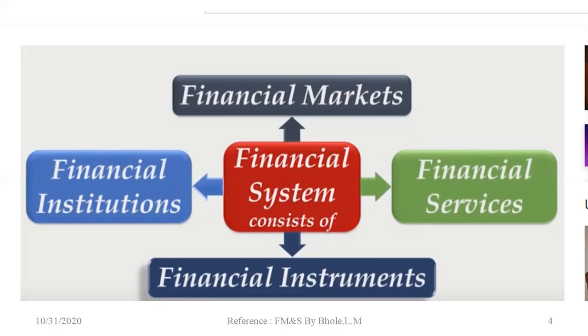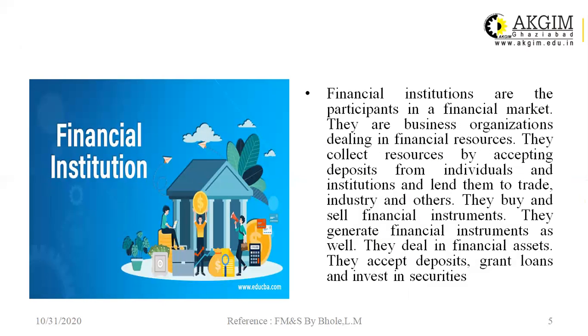Now, the next is the financial system. It consists of four components: financial market, financial services, financial instruments, and financial institutions. Now we will discuss all of them one by one. The first one is the financial institutions.